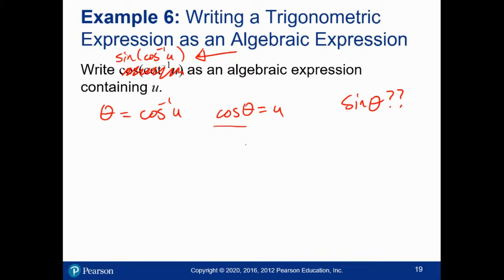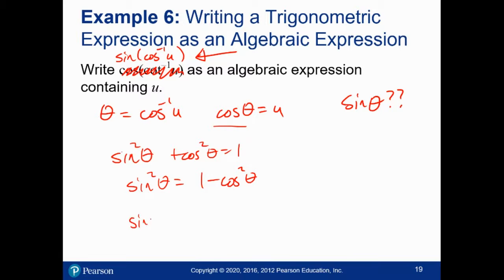What helps me relate sines and cosines to one another? The trig identity, sine squared theta plus cos squared theta is equal to 1. Since I want to get the sine of theta, I solve this as sine squared theta is 1 minus cos squared theta. And then I say sine of theta is plus or minus the square root of 1 minus cos squared theta.